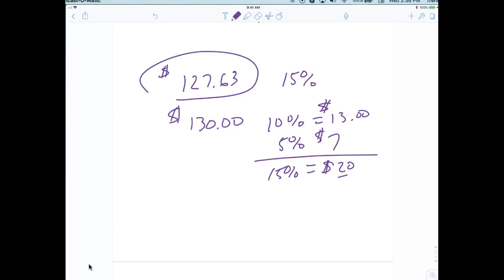$20. Is everybody happy with that? Put your hand down. Stop. No. So approximately a 15% tip would be about what? $20. Does everybody see what I'm saying? Right? Now let's say your waitress is really nice and you want to leave her a 20% tip.